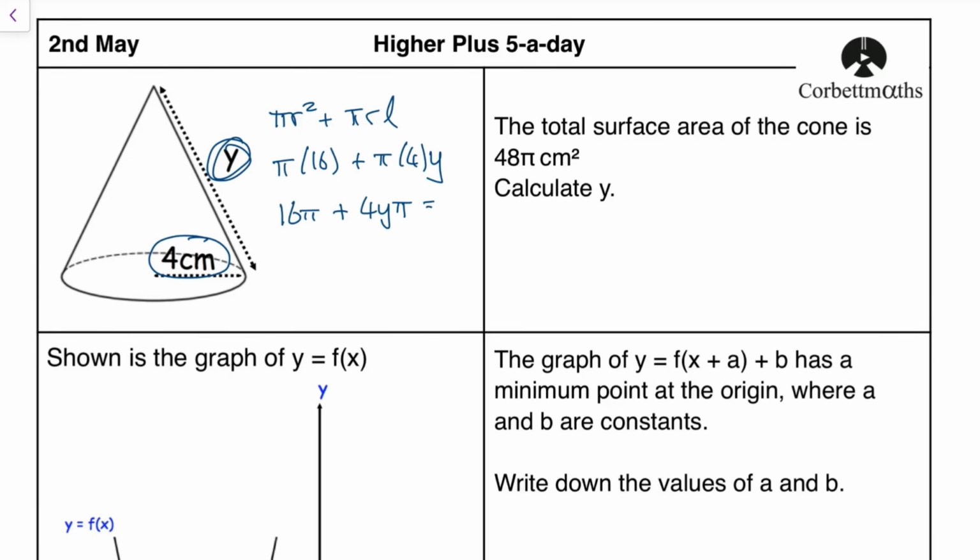And I know that's equal to 48 pi, which means I've got one equation, one unknown I can solve. Let's move the 16 to the other side. So that gives me 4y pi is equal to, well, 48 minus 16 is 32, so 32 pi. I can cancel the pi's out, so let's do that. So cancel the pi's. Divide by 4, and that tells you that y is equal to 8.